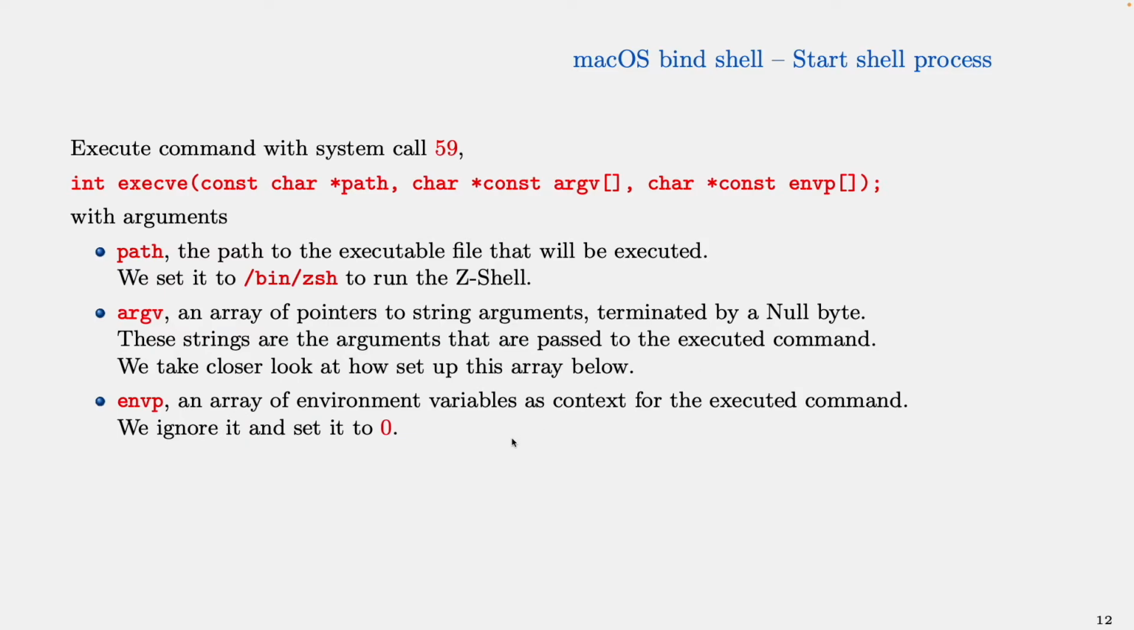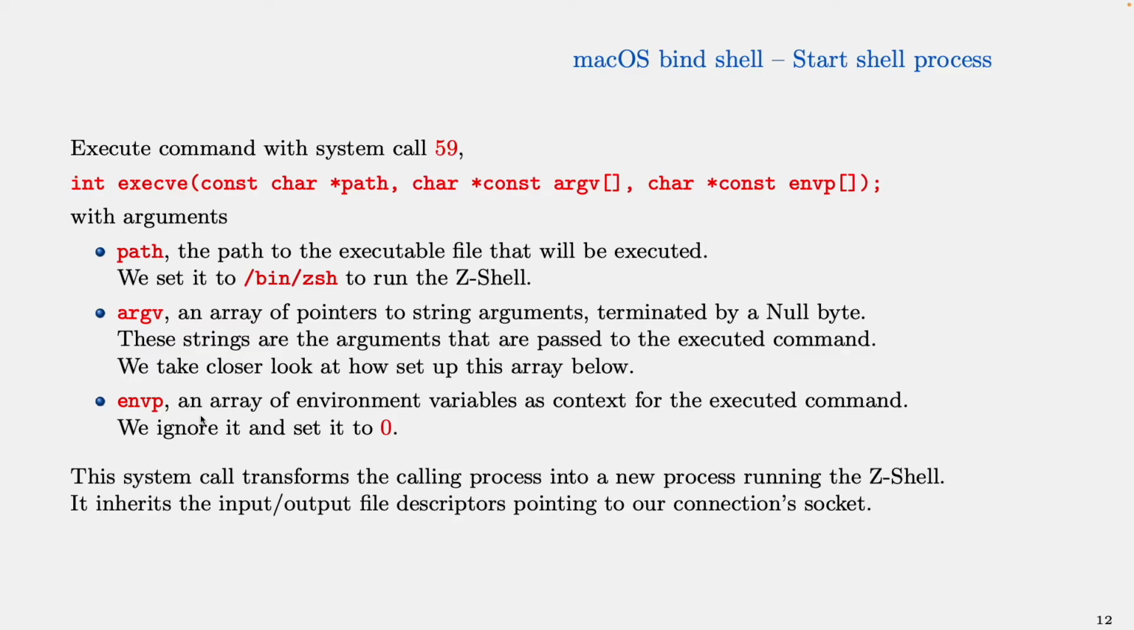And the third argument, envp, is an array of environment variables for the context of the program we execute, but we do not need this argument, and therefore we just set it to 0. What happens when we call execve is that the calling process is transformed into a new process running the Z shell, and it inherits the redirection of the input-output file descriptors to our connection socket. And before we implement this system call, we take a closer look at how to set up its arguments.